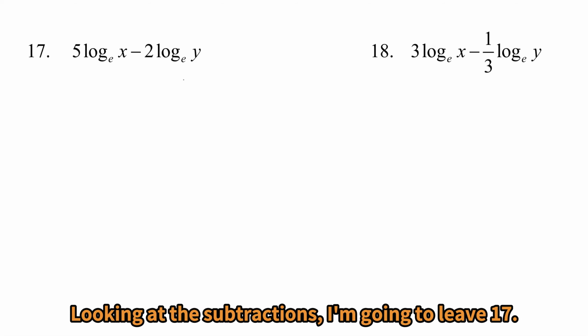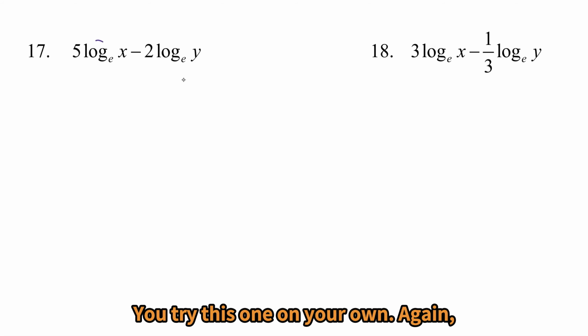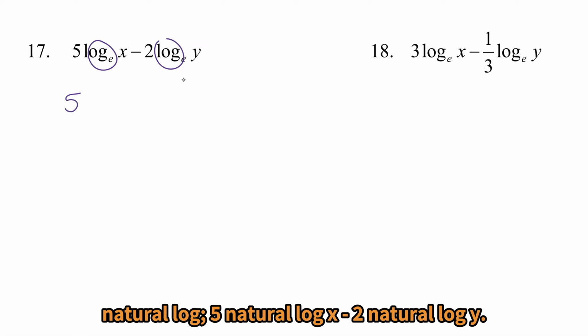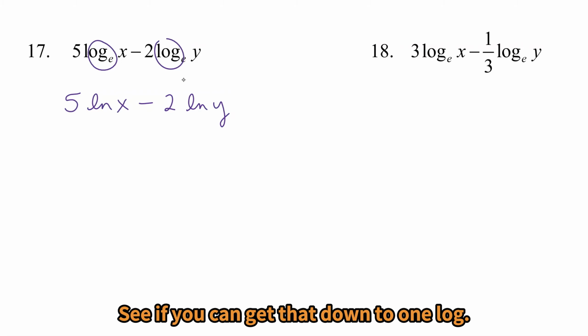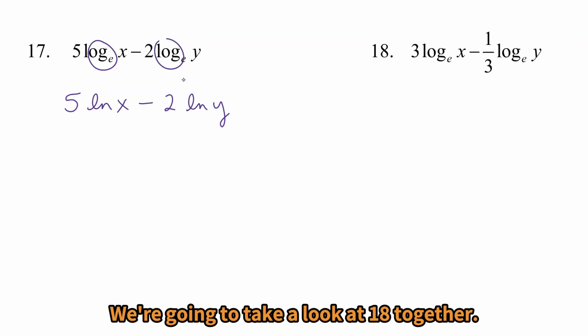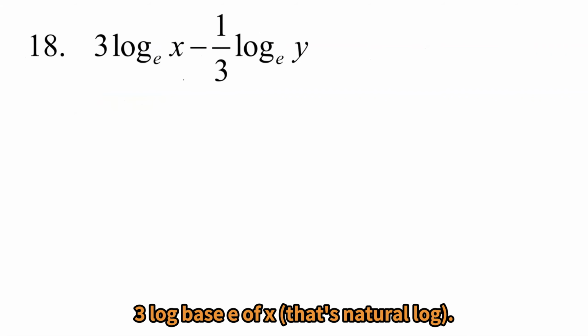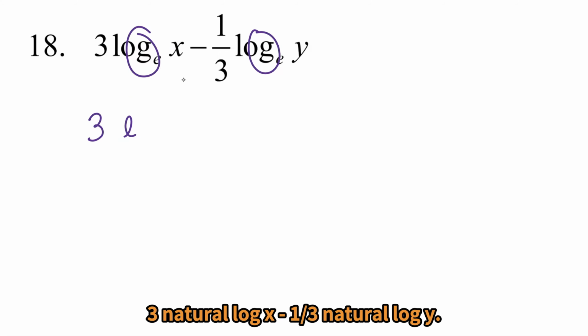Looking at the subtractions, I'm going to let you try 17 on your own. Again, 5 natural log x minus 2 natural log y. See if you can get that down to one log. We're going to take a look at 18 together. 3 log base e of x, that's natural log, 3 natural log x minus 1/3 natural log y.